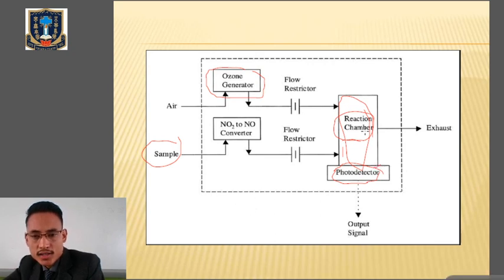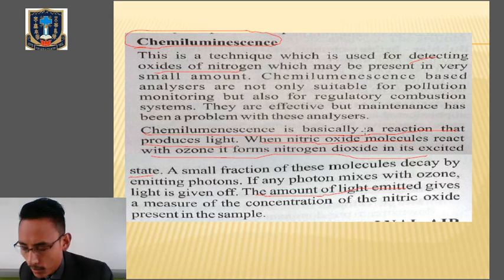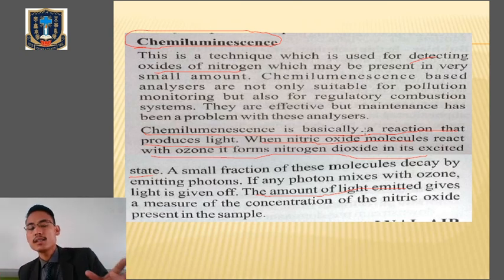So in the reaction chamber, the photon produced by the gradual decay of those nitrogen dioxides reacts with the ozone and produces light. That emitted light is detected by the photo detector, and finally the amount of light emitted measures the concentration of pollutants like nitric oxide present in the ambient air sample or in the point source sample.